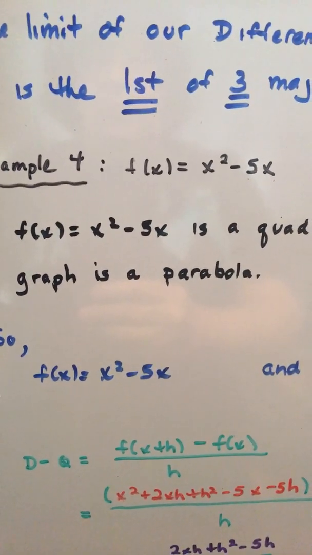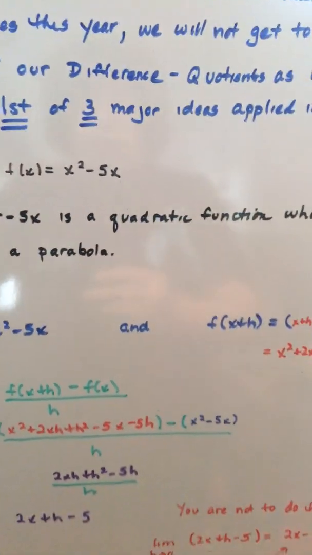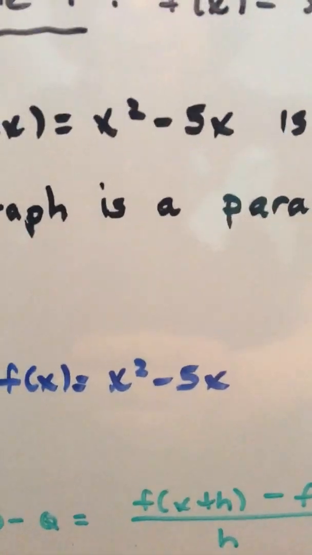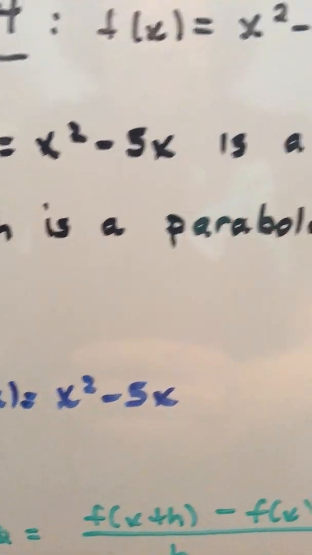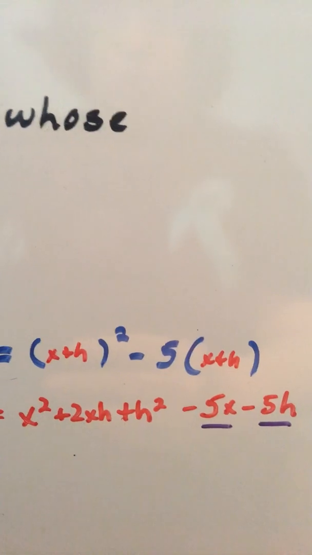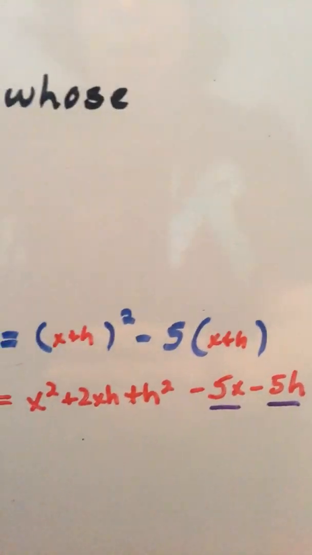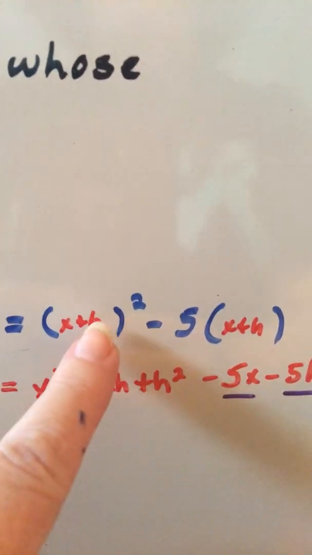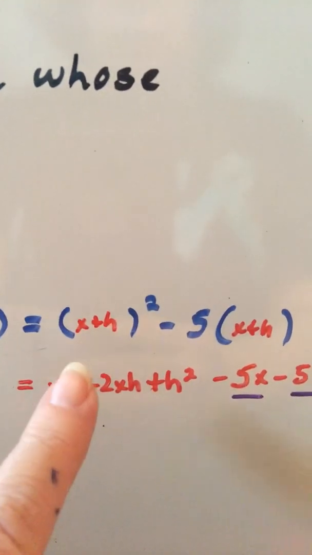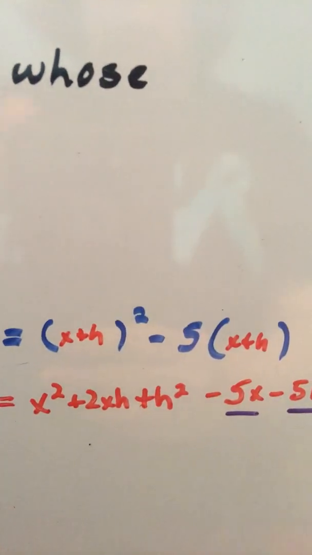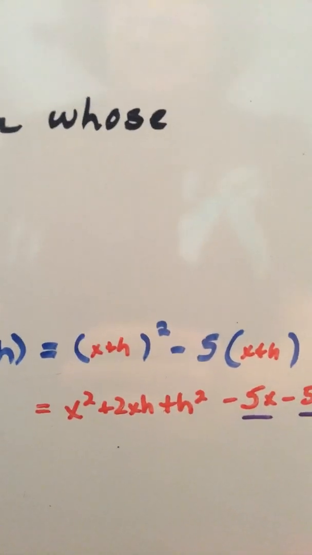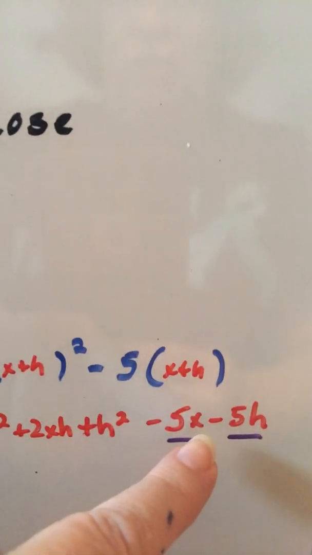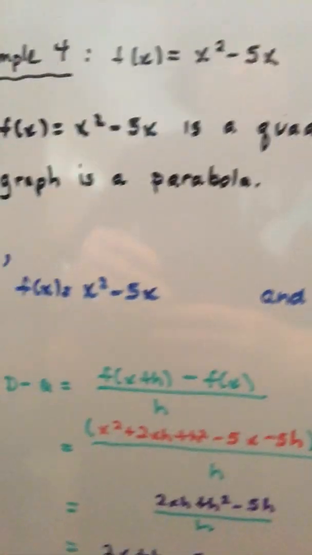So f of x equals x squared minus 5x is a quadratic function whose graph is a parabola. So here is my quantity squared, x squared minus 5x. I substitute my x plus h's in. Notice, what's the rule for this? Square the first, square the last, first times last times 2. Whenever you see quantity squared, this will always be x squared plus 2xh plus h squared. You don't need to square it out every time, folks. That's it. Notice the h coefficient matches the x, negative 5h.